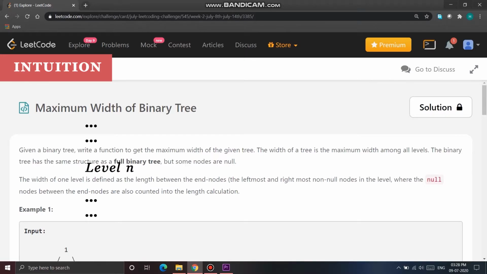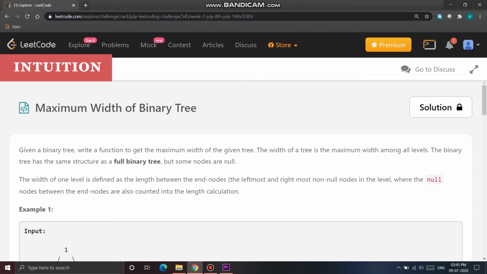For any level, if we already know the position at which the leftmost node would exist, then for any other node which is also present at the same level, we can find out the distance between these two nodes by taking the difference between the position of these nodes, which is nothing but a width for any level. So now we have some intuition. We need to know the level and position for any given node.